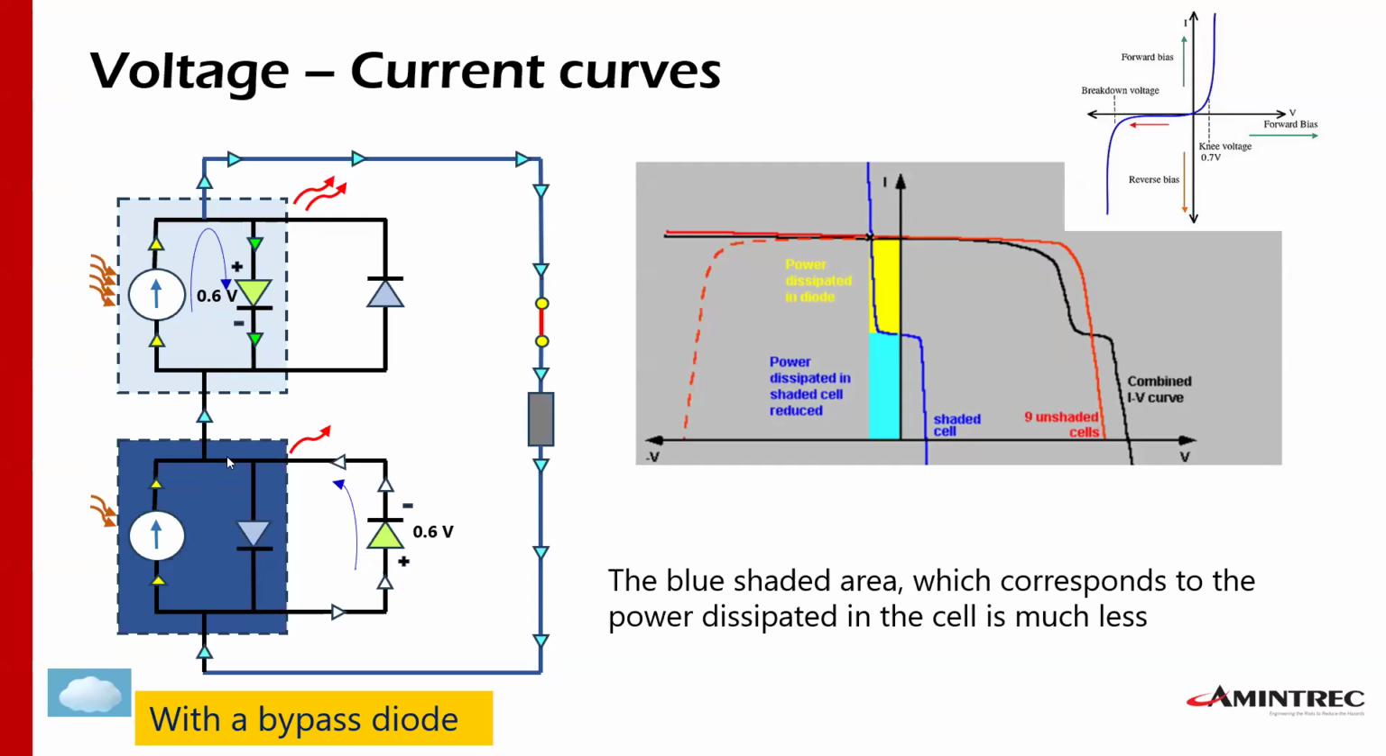Now, the other important thing is this: the area below the curve, like we looked at before, corresponds to the power that has to be dissipated through the cell. So this will be this yellow area of the curve. So it's reduced significantly. And the yellow part now is the power that has to be dissipated through the bypass diode. Okay. So this is an improvement of the system just by adding those bypass diodes. Okay.